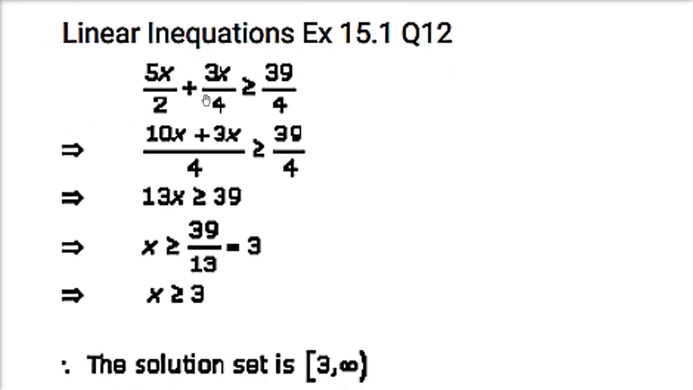Here take the LCM on the left hand side. So you get 5 4s are 20. 4 you can take as an LCM. So you have 5 2s are 10, and then you have 3x. And this is 39 by 4. 4 gets cancelled. Now this becomes 13x. This is 39. Divide both sides by 13. You get x is greater than or equal to 39 by 13, which is 3. So x is greater than or equal to 3. Now put a 3 here, infinity here. Since this is greater than or equal to, you have to put a square bracket here.